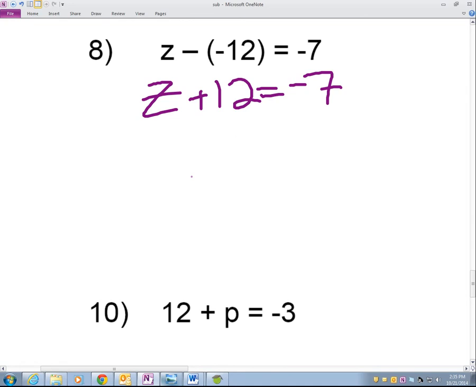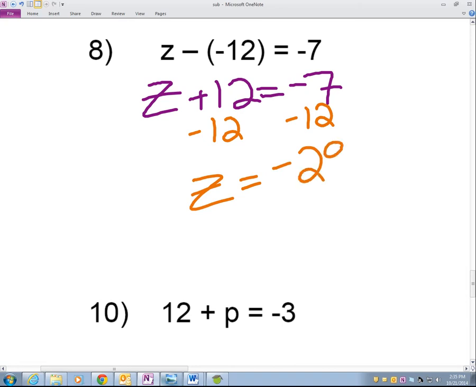I don't know. So now we have Z plus 12. Melville, what are we going to do to make Z by itself? This is what's happening. Yes. Subtract 12. And because of the addition property of equality, we have to do it to both sides that are equal. So we now have Z equals negative 29.